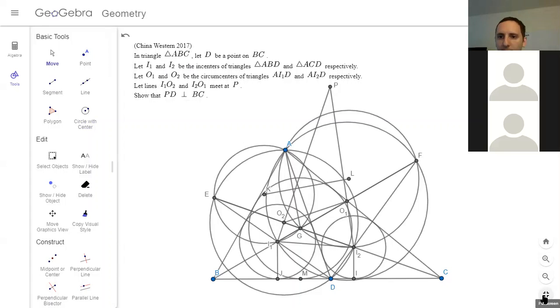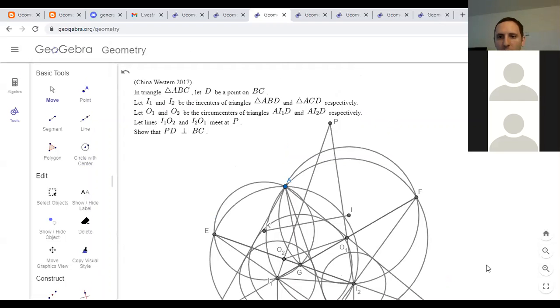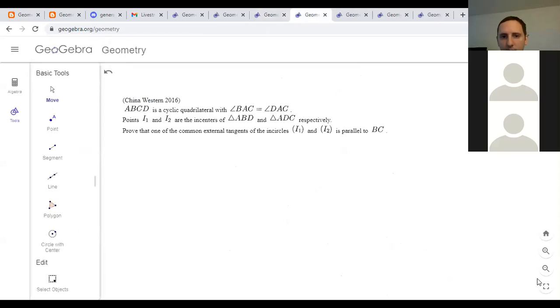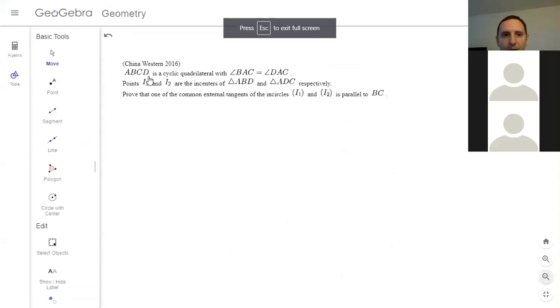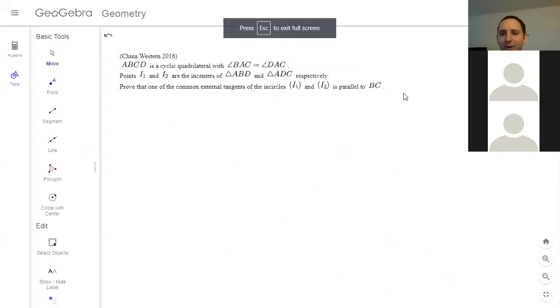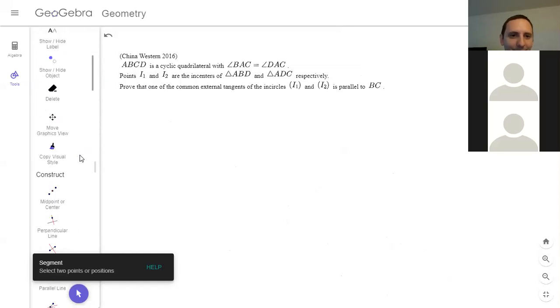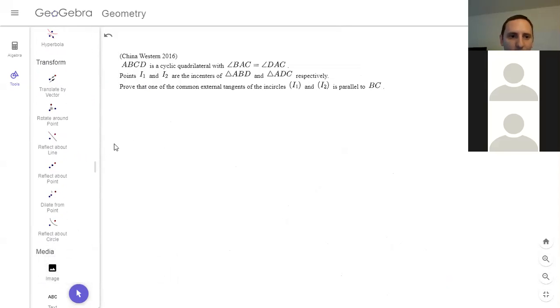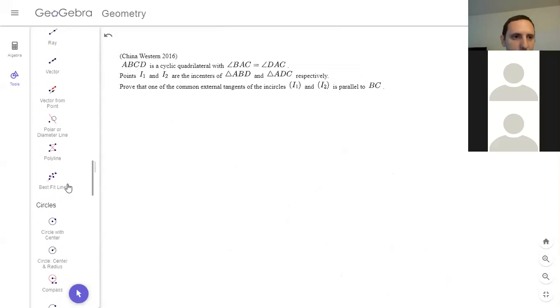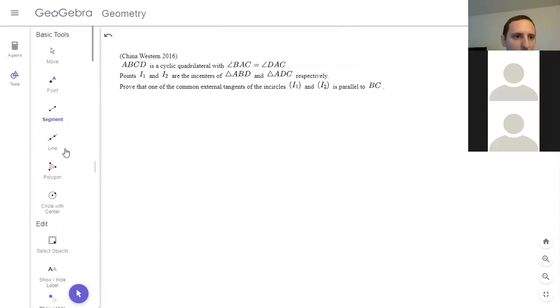All right. This problem seems tricky. It's really short. See how short the problem is? But I think it's harder than it looks. So let's see.